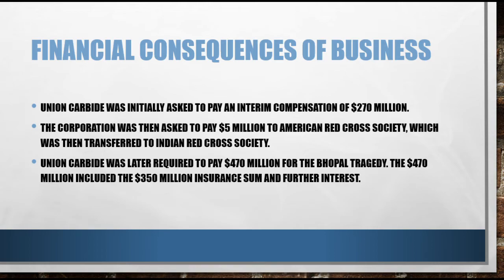Furthermore, in 1987, they were initially asked to pay an interim compensation to the victims, which equated to $270 million. Union Carbide was later requested to pay $470 million for the Bhopal tragedy. This figure was composed of the insurance sum of $350 million and further interest in 1989.